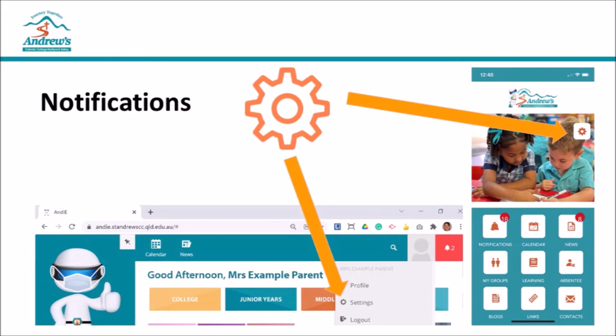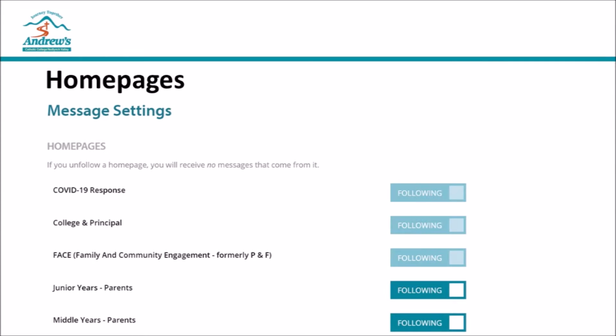Whether you are in the AndIE app on your smartphone or accessing full AndIE on the web, it's a fairly simple thing to mould and shape the notifications component of AndIE so that you can set it up to suit your own preferences. When you click on the settings cog in the AndIE app or full AndIE on the web, the first set of information you will see in the notifications area is the home pages you are a member of.